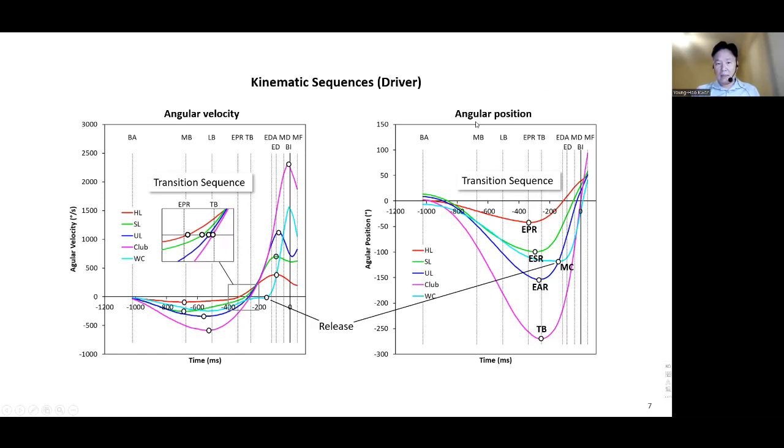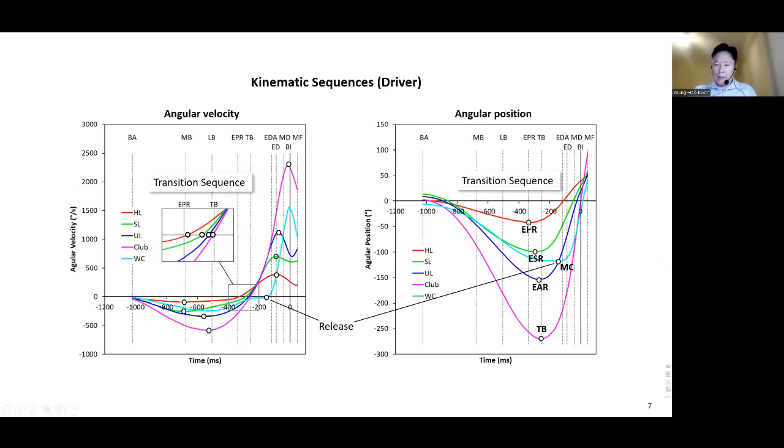And on the right side here, I have the angular positions observed on the swing plane. Also, in the next episode, I will introduce the concept of functional swing plane. But when we look at the rotational motion of the body on the functional swing plane, then you'll be able to calculate the angular positions of the body parts. So again, this is the pelvis or the hip line. And then the green is the shoulder line. And then blue is the arms. And then the pink is the club. And then this sky blue line shows the wrist cock angle.